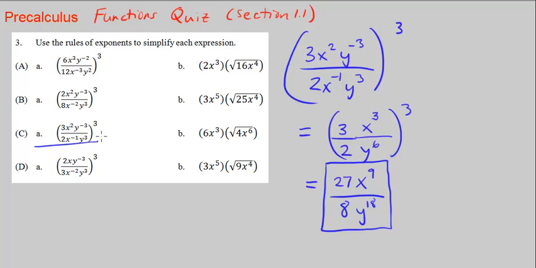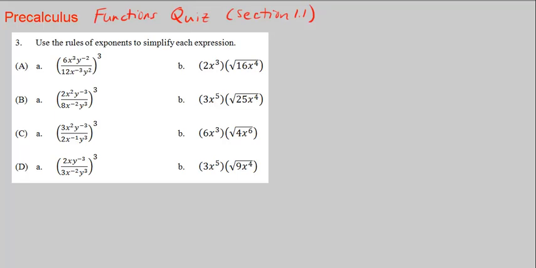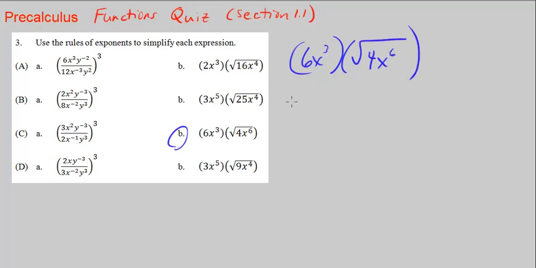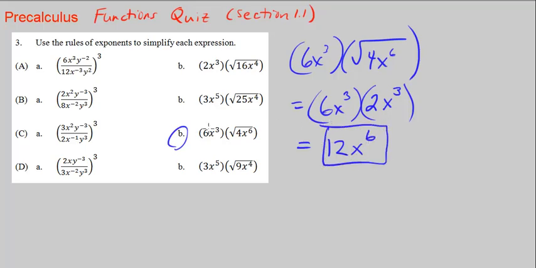And we're done with part A of version C of number 3 on the quiz. Okay, so let's look at part B. Part B, we have 6x cubed times square root of 4x to the 6. So we have 6x cubed on the left. Now let's deal with the square root. Well, I know 2 times 2 is 4, so I can take that out of the square root. X cubed times x cubed is x to the 6, so I can take that out as well. Now I just multiply across. I get 12x, add the exponents, to the 6, and I'm done with part B.